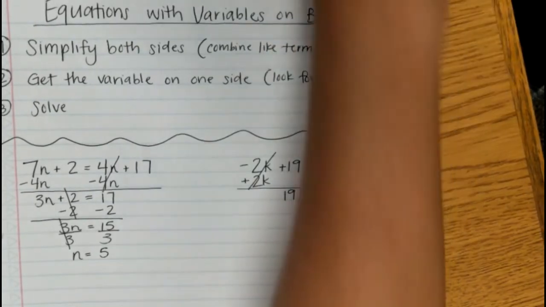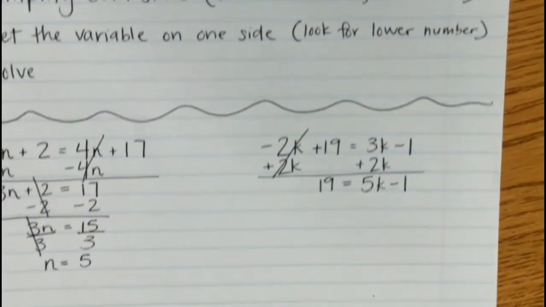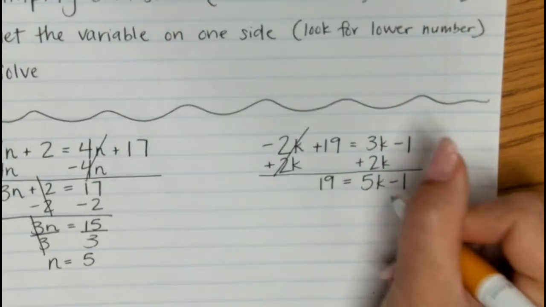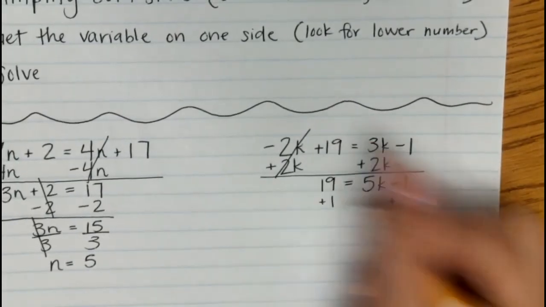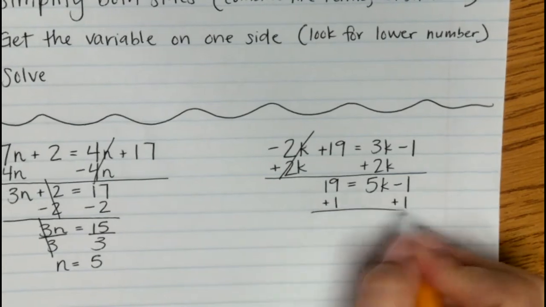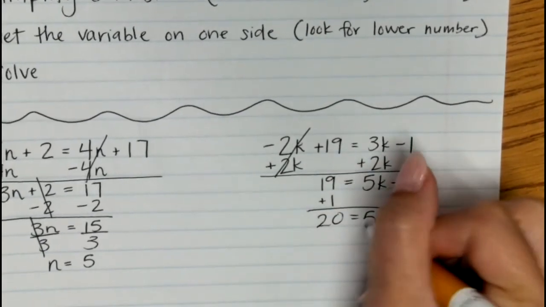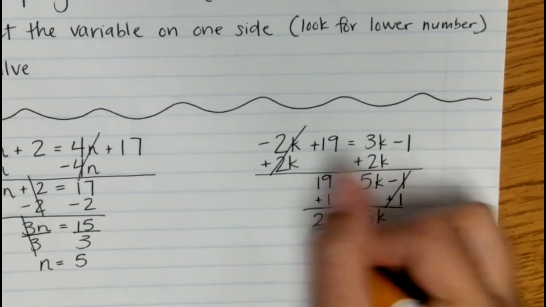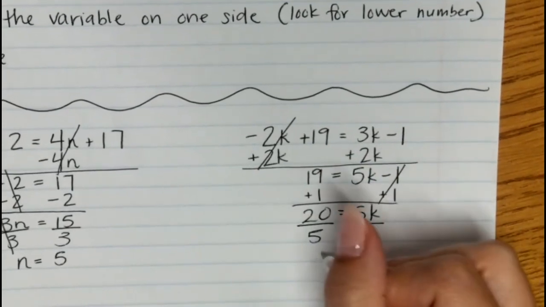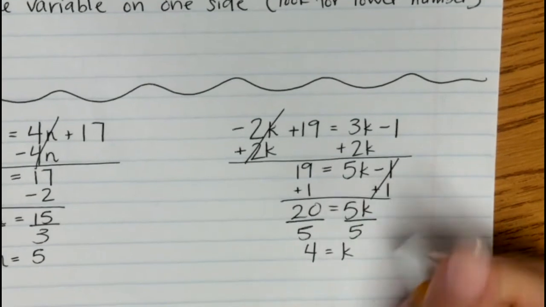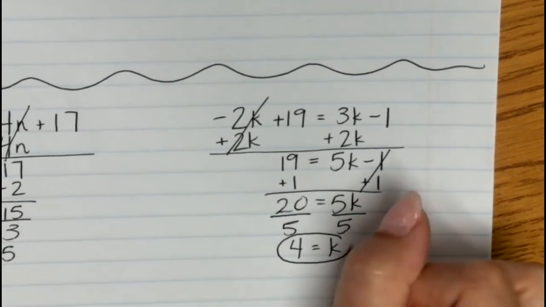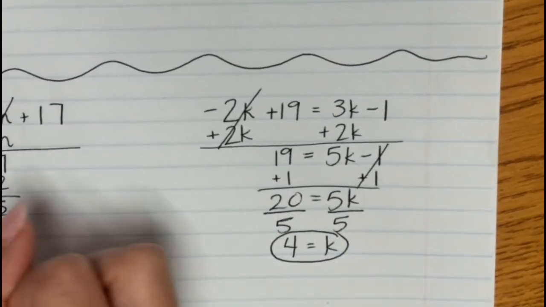Now I have a regular two-step equation, just like we've been doing. I want to get the k by itself, so let me get rid of this 1 by doing the opposite, doing it on both sides. So 20 equals 5k, divide by 5 on both sides, and I end up with 4 equals k. I like to circle or box my answers too.